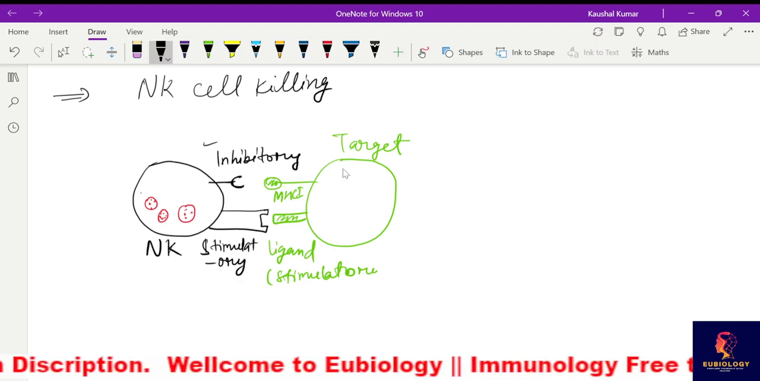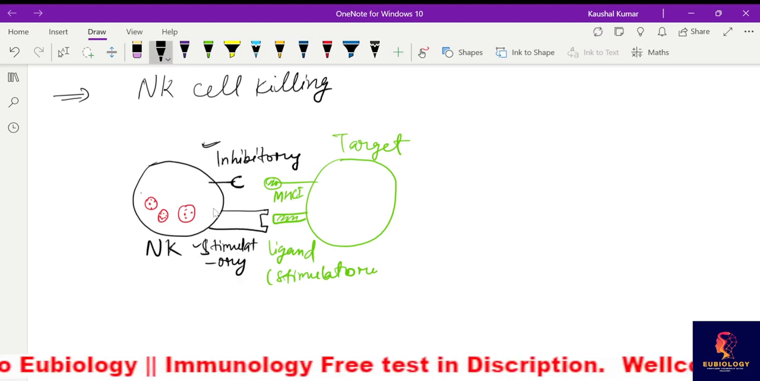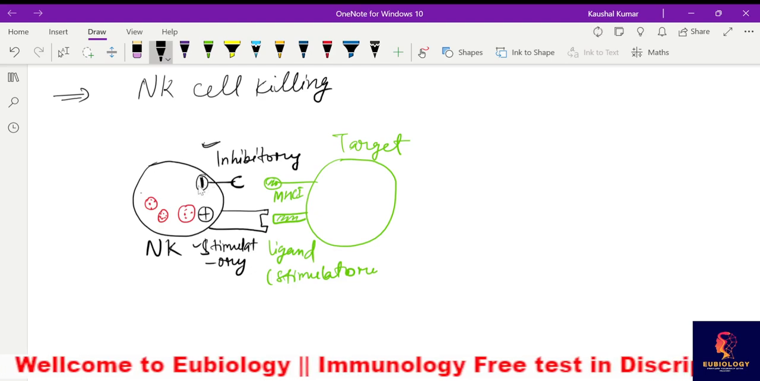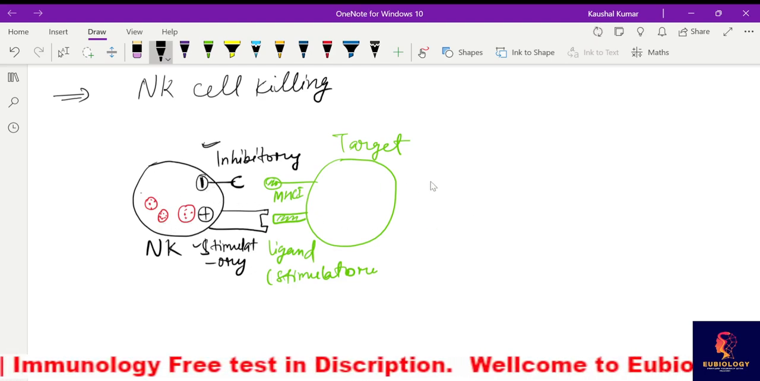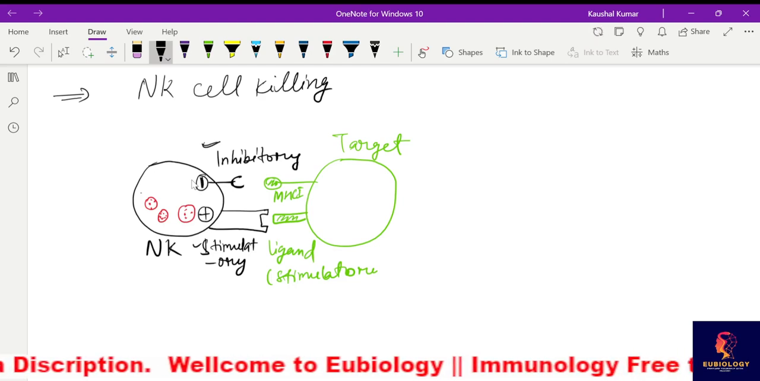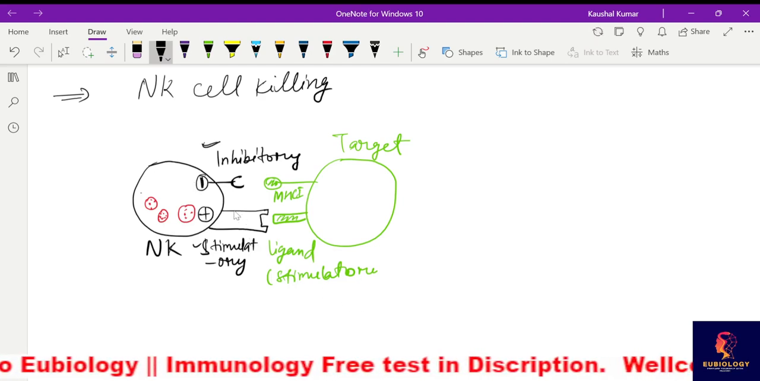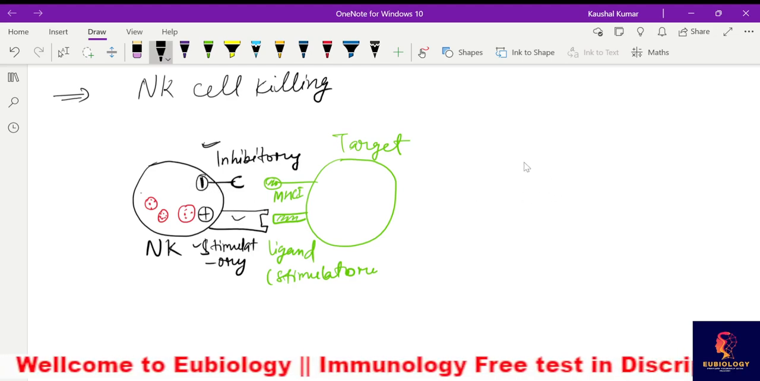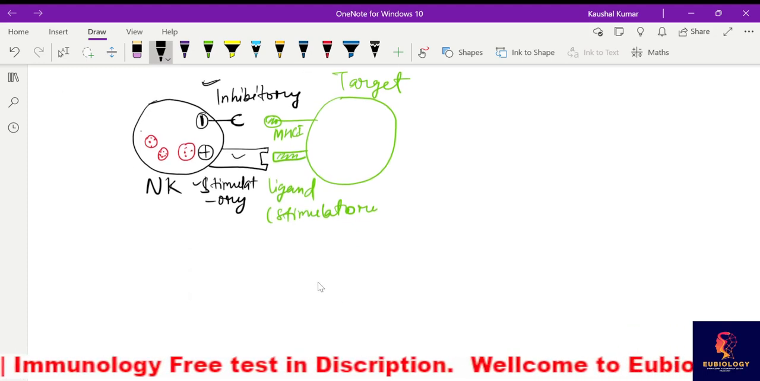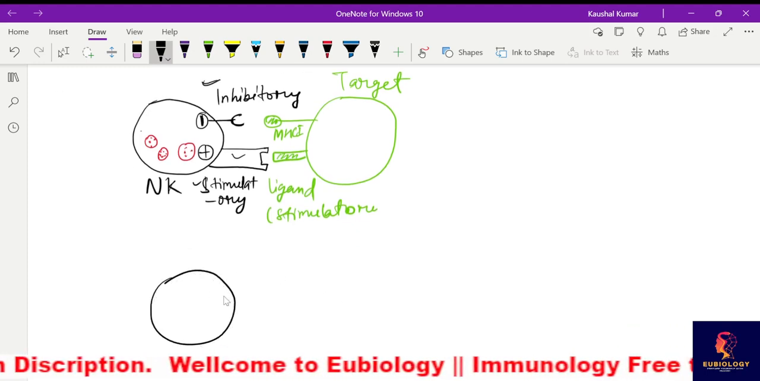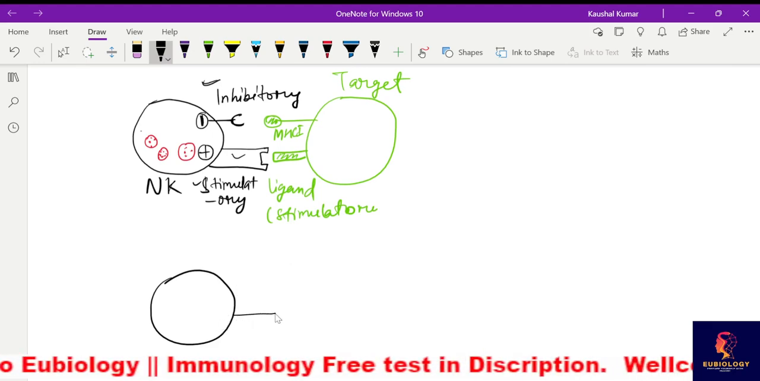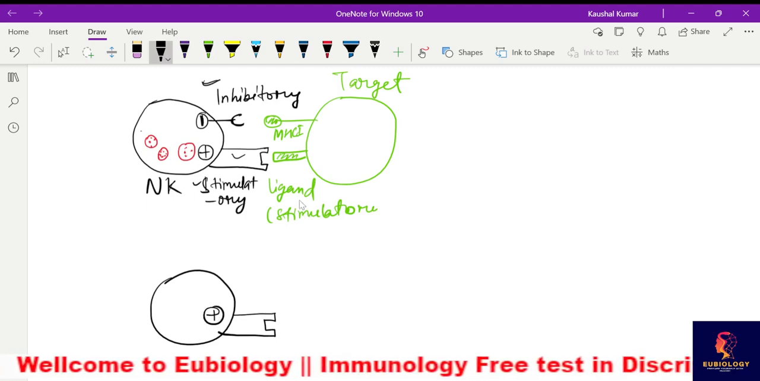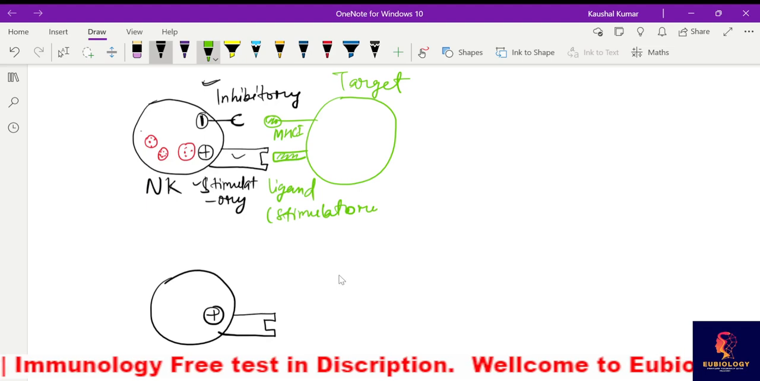So what is happening if both are there? Inhibitory is there, stimulatory is also there. One negative, one positive will be balanced. Neutral will be there. No release will be there. But if you remove the negative inhibitory, then you have only the stimulatory, so the net charge will be positive. This positive charge will allow the release of the granzyme.